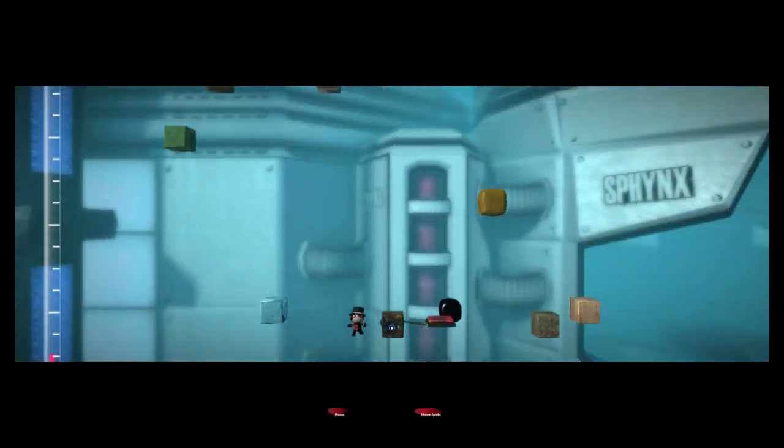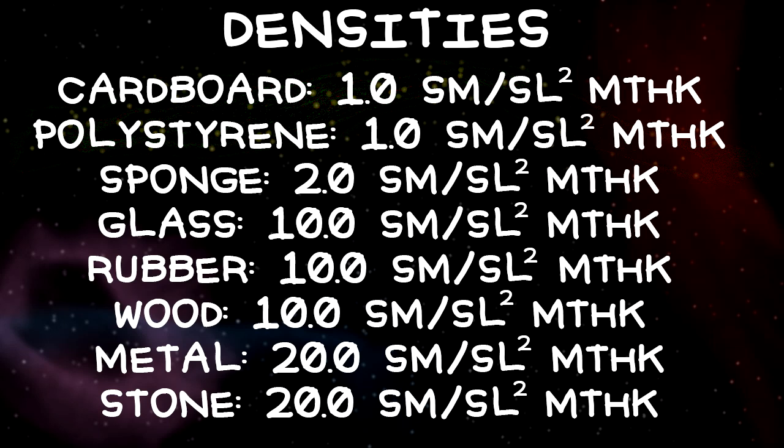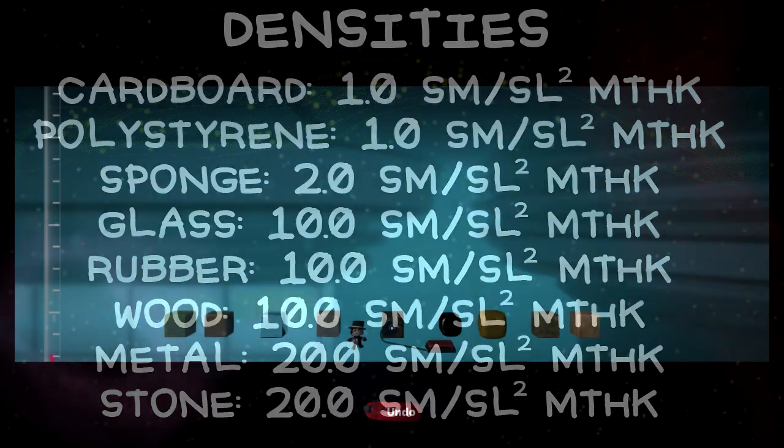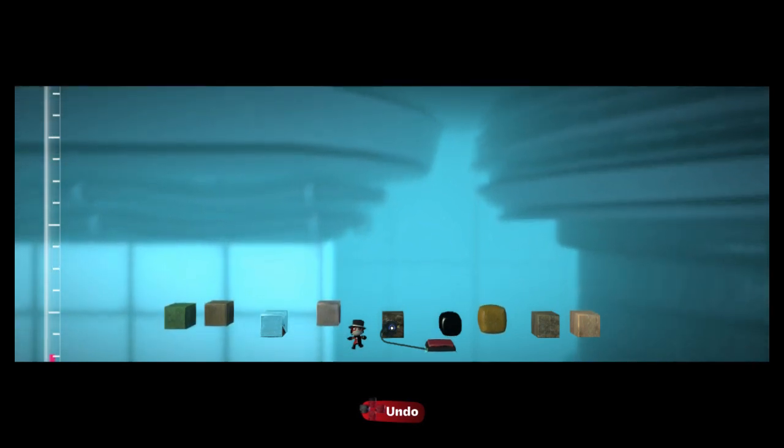There's a very big difference, but it's an interesting one. Recall the densities we found last episode. Some materials actually have the same density. It just so happens that those materials also fell side by side in this trial. Take another look. Stone and metal, which are tied for the heaviest material, fall together.